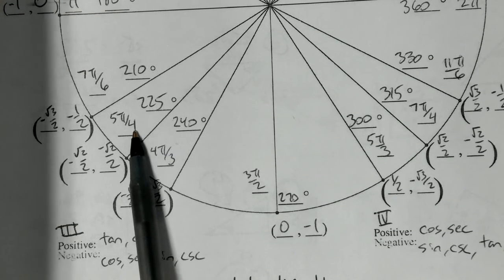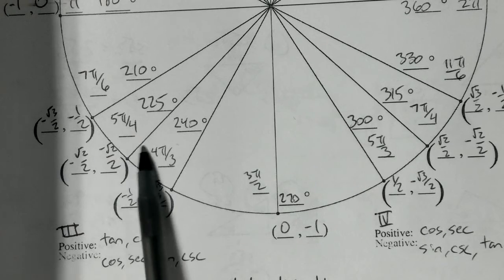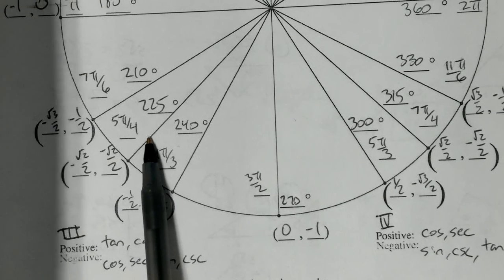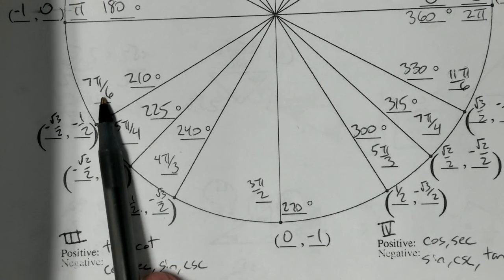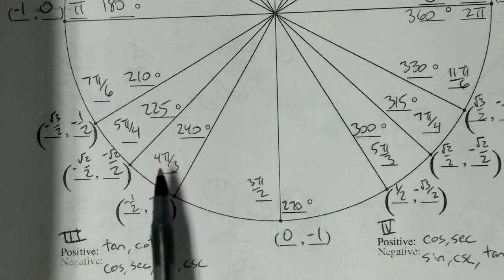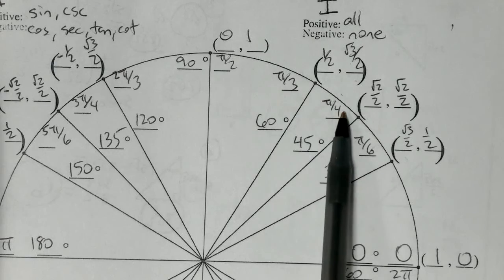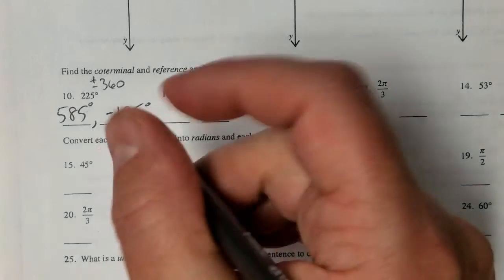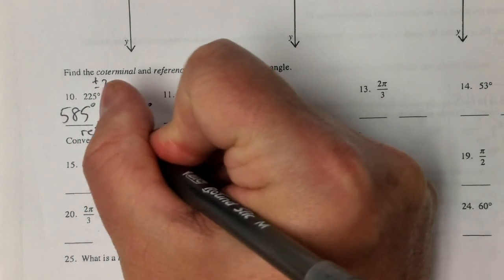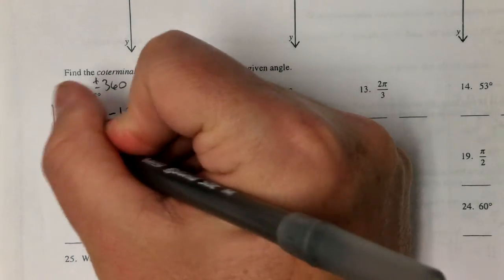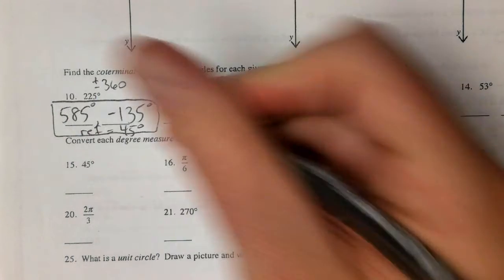Now what the reference is, if it's in degrees like 225, then just find it here. And so in radians it had a 4, so that means it's based on the 45. If it were a 6, it'd be based on 30. If it were a 3, it'd be based on 60. You know that from here. If it's 4, it's 45. So ref equals 45 degrees. So those are your 3 answers.